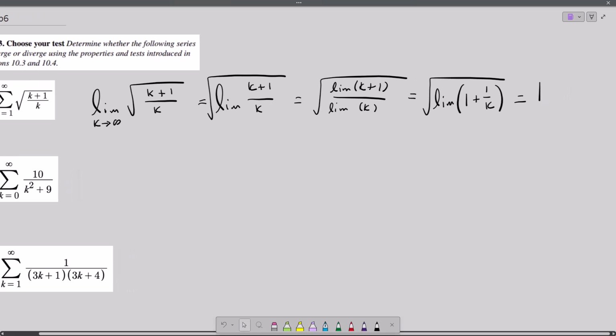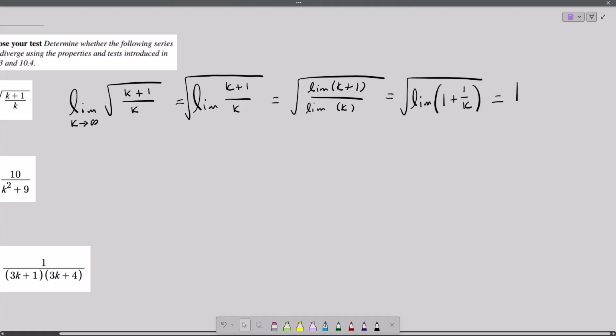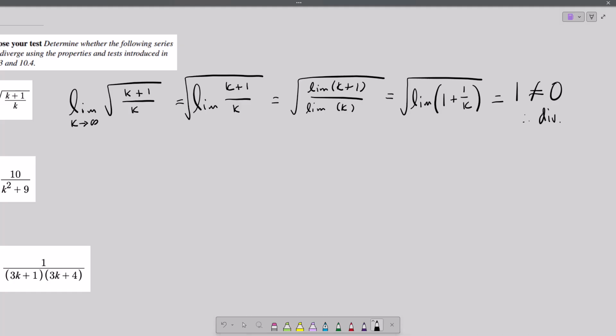So what does that tell us? It tells us everything. Divergence. If this limit is not 0, therefore we get divergence. So the divergence test can tell us divergence. It can't tell us convergence, but it can tell us divergence.